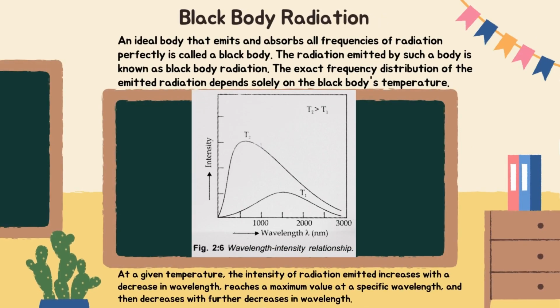Next topic is very important: black body radiation. An ideal body that emits and absorbs all frequencies of radiation perfectly is called a black body. The radiation emitted by such a body is known as black body radiation. The exact frequency distribution of the emitted radiation depends solely on the black body's temperature. At a given temperature, the intensity of radiation emitted increases with a decrease in wavelength, reaches a maximum value at a specific wavelength, and then decreases with further decreases in wavelength.